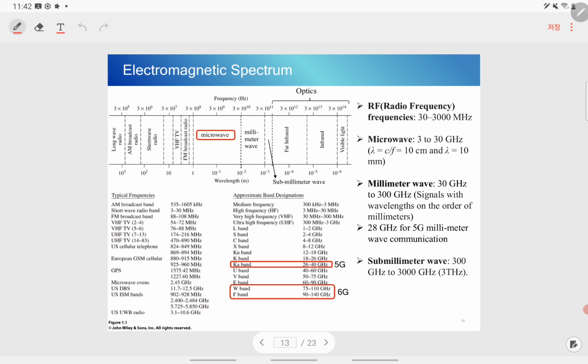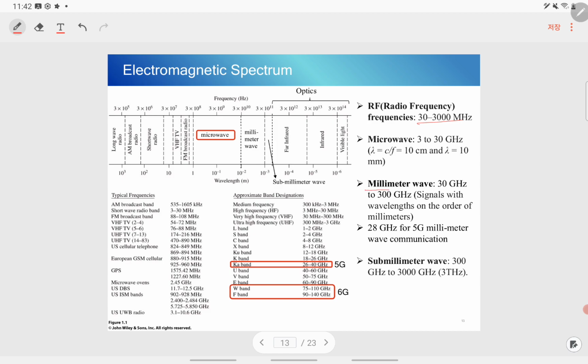So this slide is from the textbook. So we have similar definition. You don't need to worry about all the numbers, but you have some picture, just a brief understanding of RF and microwave engineering, microwave frequency.